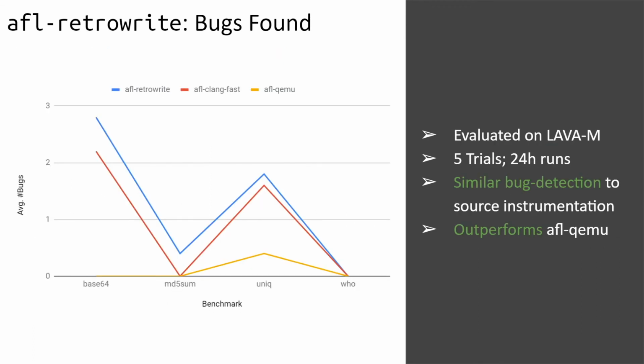In terms of bug detection rate, afl-retrowrite on average finds just as many bugs as source code instrumentation. However, the binary-only QEMU is unable to find any bugs except for one on a single run of unique. This is primarily due to afl-QEMU being too slow and hence not exploring enough of the state space in a given time budget. The key takeaway here is that we can now fuzz binary applications with the same effectiveness as source-based instrumentation and recompilation.